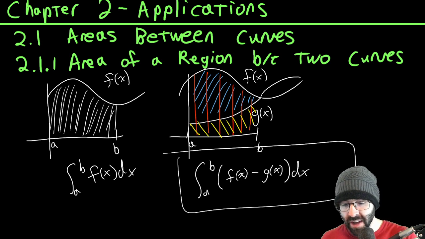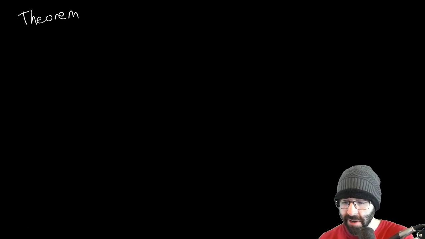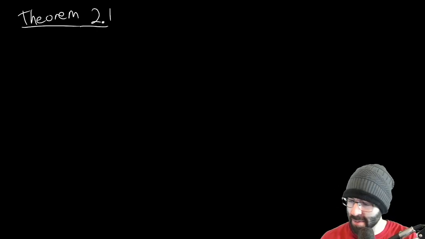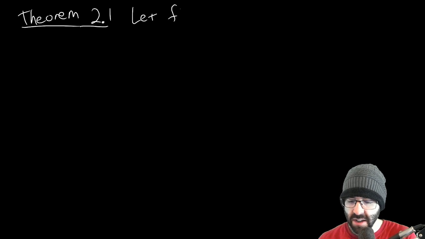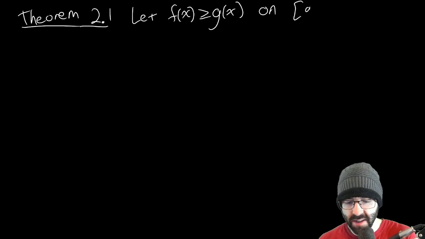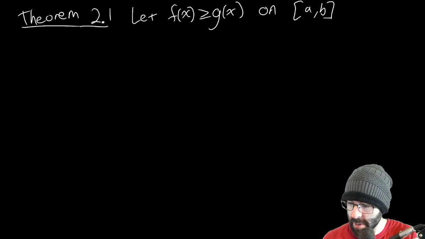So we can introduce this as a theorem. Theorem 2.1 is what the book calls it. Let's include the numbers this time. Everyone loves some numbers. Let f of x be greater than or equal to g of x. That's important. On some interval a to b. It doesn't have to be true everywhere, but just from a to b.